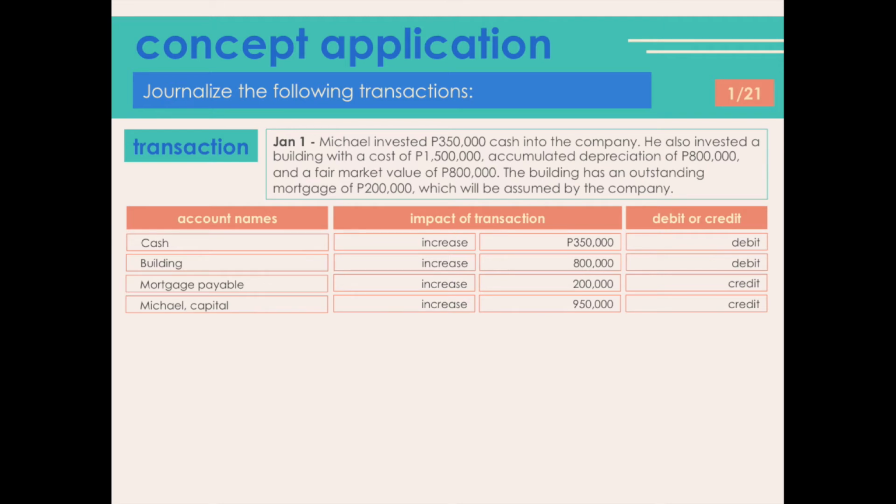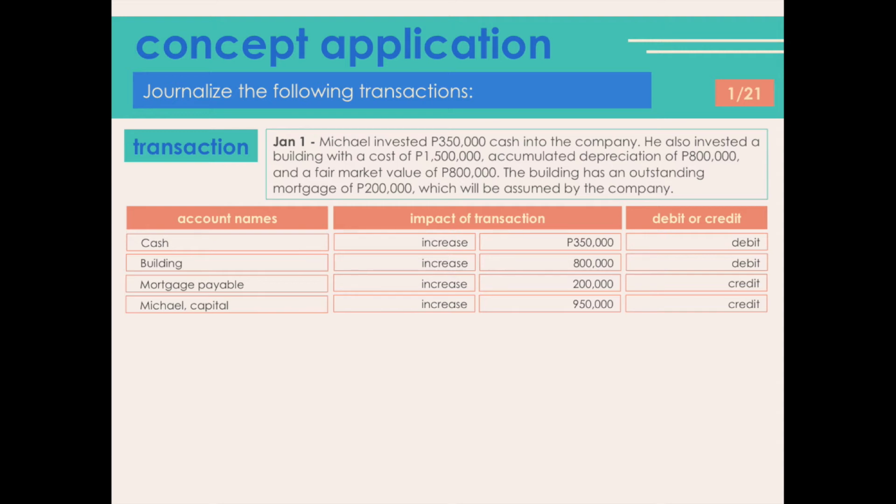January 1. Michael invested 350,000 pesos cash into the company. He also invested a building with a cost of 1,500,000 pesos, accumulated depreciation of 800,000 pesos, and a fair market value of 800,000 pesos. The building has an outstanding mortgage of 200,000 pesos, which will be assumed by the company. Here are the accounts affected, the impact of the transaction, and whether such accounts will be debited or credited.